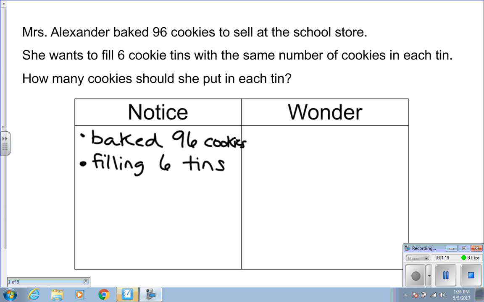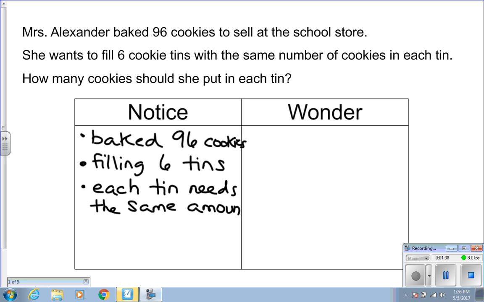To piggyback on what you said, each tin has to have the same number inside. So all the tins have to have equal amounts. Each tin has the same amount. Nobody gets more than anybody else.